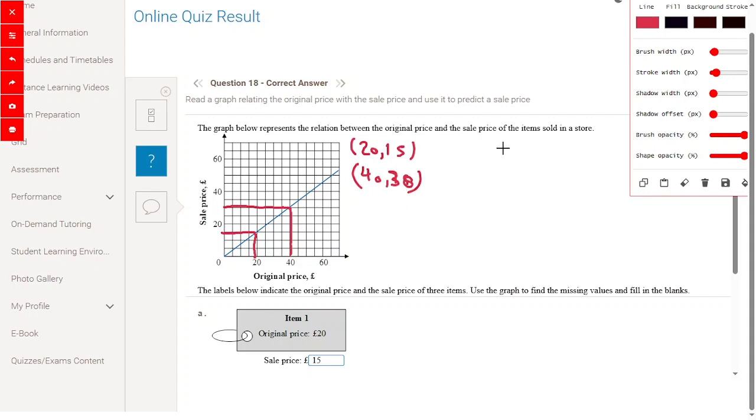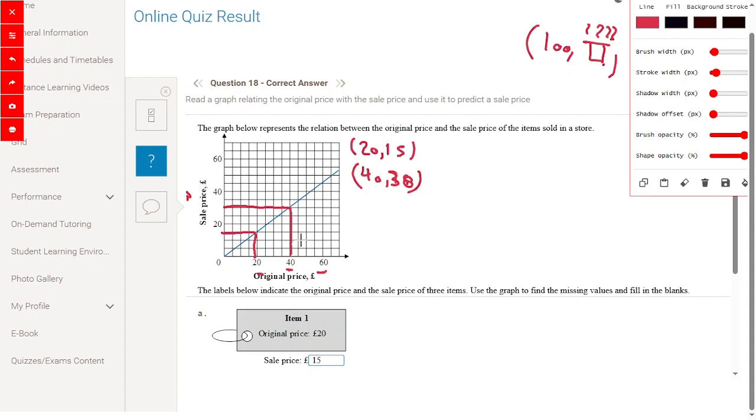Now he wants to know, when the original price is 100, what is the sale price? Here in the graph, we don't have a value for 100 as the original price. So we need to predict what the value of the sale price will be when the original price is 100.